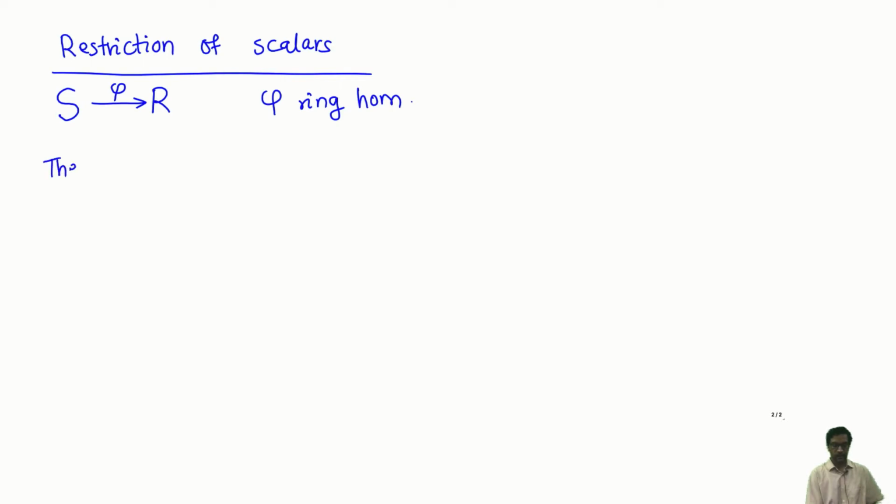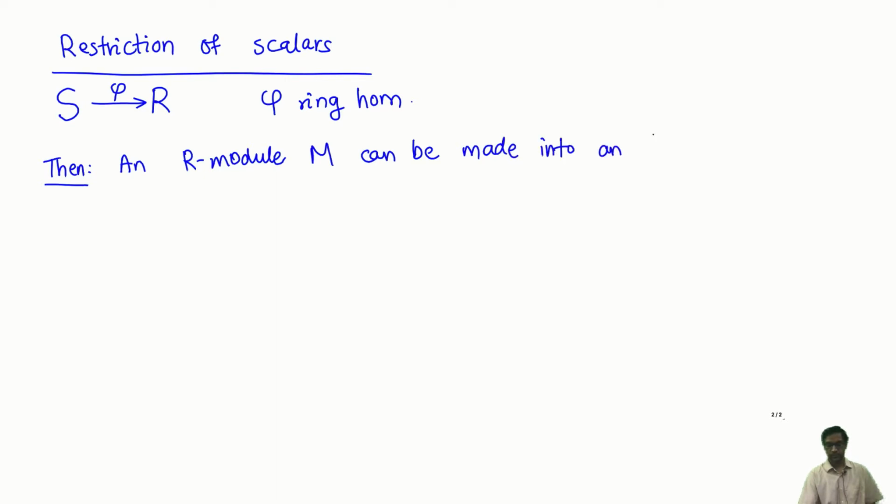Okay, then I claim that if I have a module over R, then an R module M can be made into an S module. Okay, via, well, how do you do this? To do this, you must define a scalar multiplication, right? M is already an additive group. So let's do the following. I take an element s from S and an element m from my module, and I need to define the scalar multiplication s times m. The definition is the following.